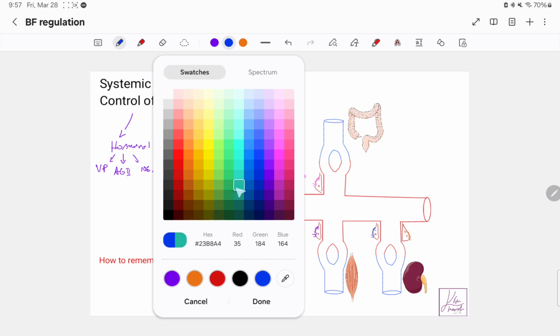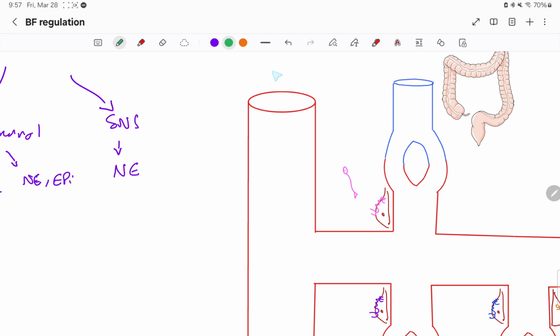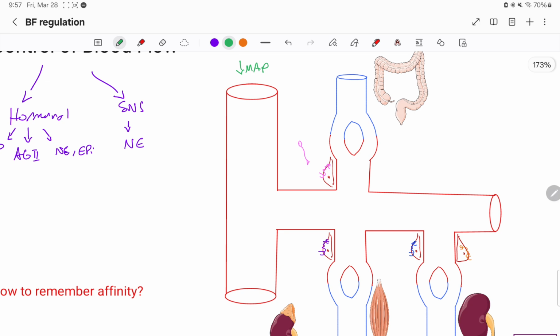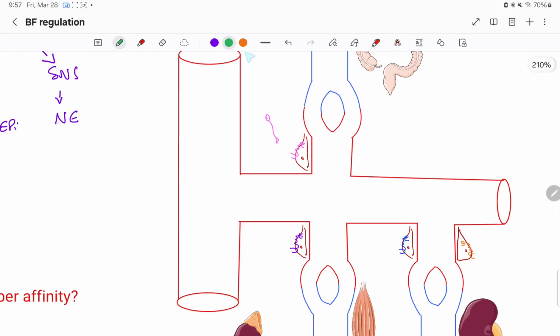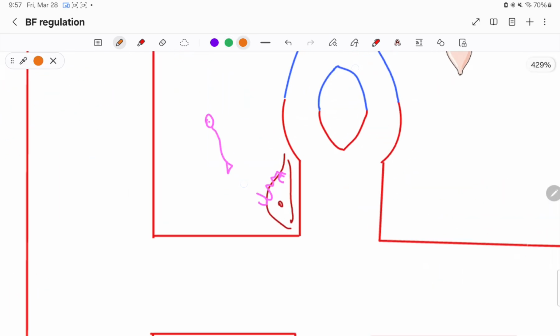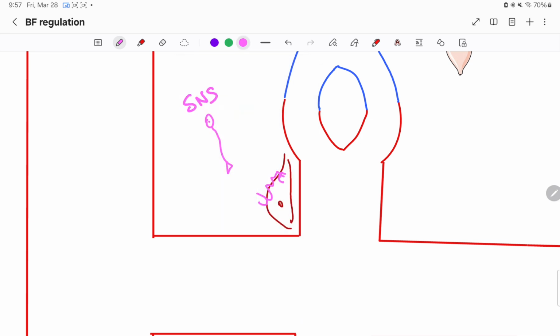So let's take a look at this example here. Let's say I start out with a low mean arterial pressure. Okay? I have hypotension, guys. Hypotension, low blood pressure. You know what my body's going to do? My body will activate the sympathetic nervous system, okay? And the sympathetic nervous system right here, here's a sympathetic nervous system neuron, will release a special chemical called norepinephrine.